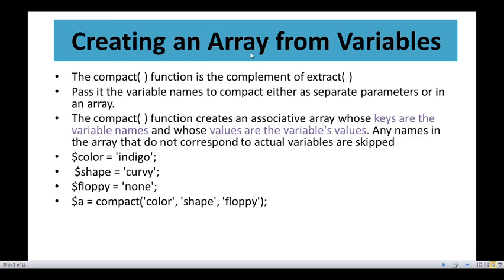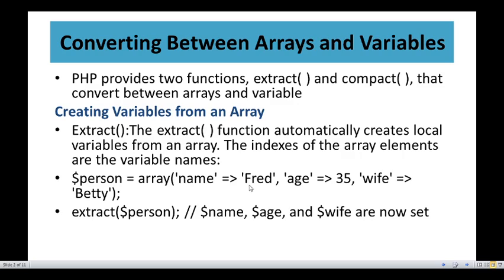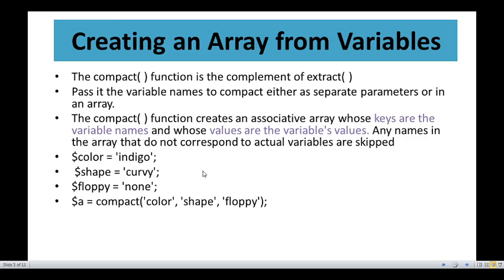Next is creating an array from variables. Here we have three variables: color, shape, and fluffy. Now we will try to bind these variables. These are the values, and these are the variable names. We use the variable names color, shape, and fluffy as the argument of the compact function, and all this data is stored inside $a.